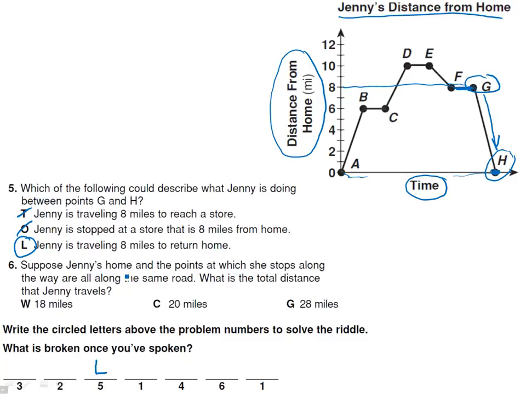Number 6, suppose Jenny's home and the points at which she stops along the way are all along the same road. What is the total distance that Jenny travels? Well, the maximum distance she travels from home is when she gets to point D, and that's 10 miles from her house. And we know between points E and H she's traveling home, then she stops for a while, and then she travels home. So she travels 10 miles from her house and then 10 miles back to her house. So the total distance would be 10 plus 10, or 20 miles. So above the 6 we would put a C.